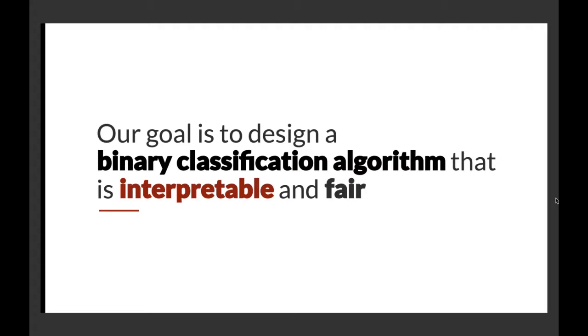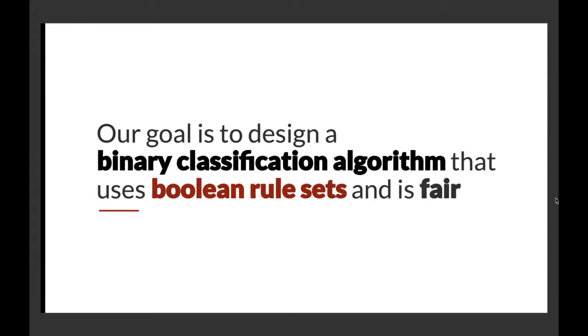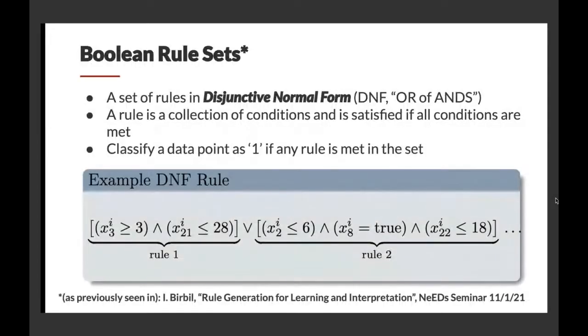There are a couple of different schools of thought on this. One method would be to take a really powerful black box like neural networks or random forests and try to build some sort of model to explain it. But instead, what we do is we focus on just learning an interpretable model class. And the interpretable model class that we focus on is Boolean rule sets. This might be a bit of a review for people that were here for Ilker's talk a few weeks ago. But essentially, a Boolean rule set is just a set of rules in disjunctive normal form, which you can think of as an OR of ANDs.